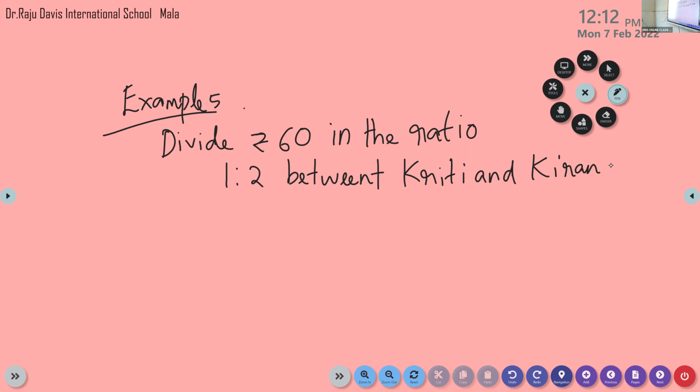Kriti and Kiran. They are 2 children, yes? Yes, ma'am. Rupees 60 in the ratio 1:2. See children, total how many parts is this 60? I have to give rupees 60 to 2 children. Ma'am, 30 and 30. No, if Kriti is getting 1 rupee, Kiran should get 2 rupees. Like that, I have to divide this 60.